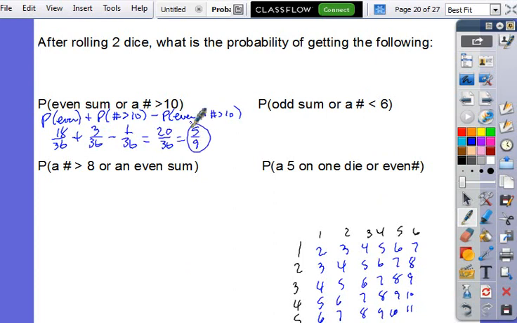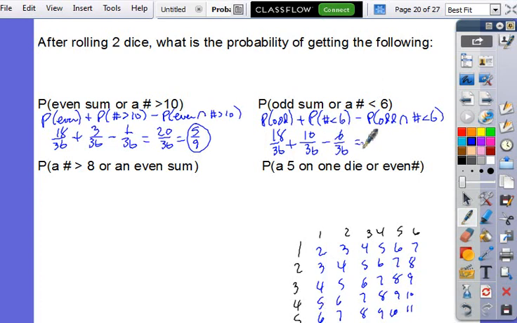All right, the second one, we got probability of odd plus the probability of number less than 6 minus the probability of odd and number less than 6. Odd, 18 out of 36. How many numbers are less than 6 up there? We got the 5s, the 4s, the 3s, the 2. Odd and less than 6: 1, 2, 3, 4, 5, 6. So that's 18, 28, 22.